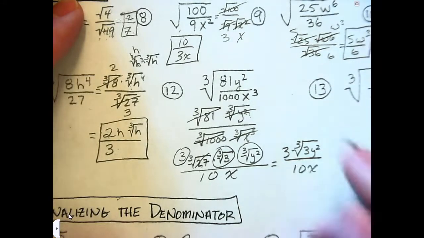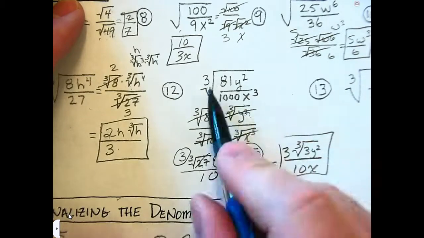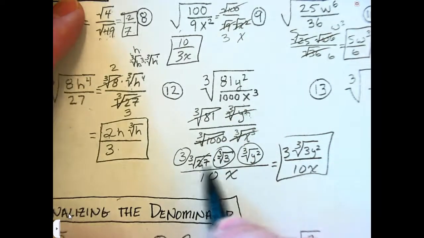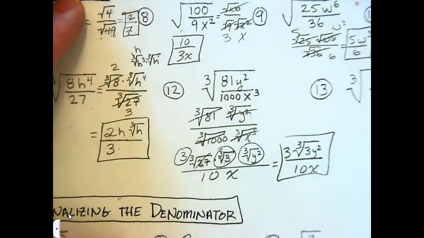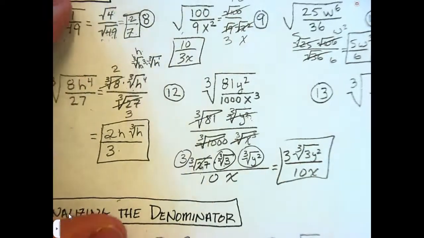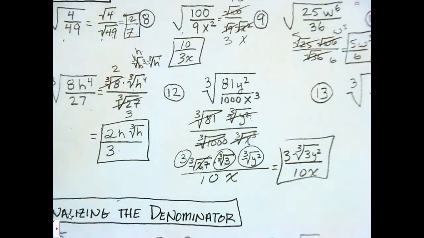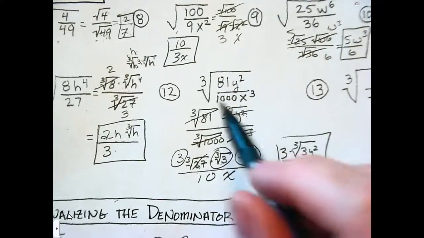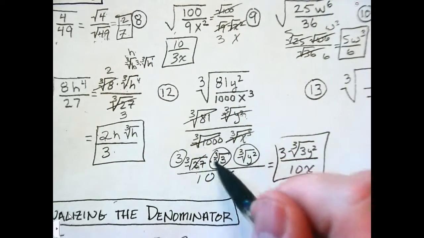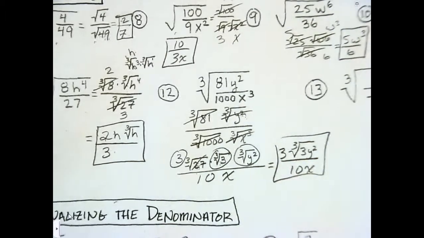What did you do with 81 again? 81 became the 27 and 3. How did it become 27 and 3? 27 times 3 is 81. Oh, okay. And 27 is our perfect cube. All right. Any questions?